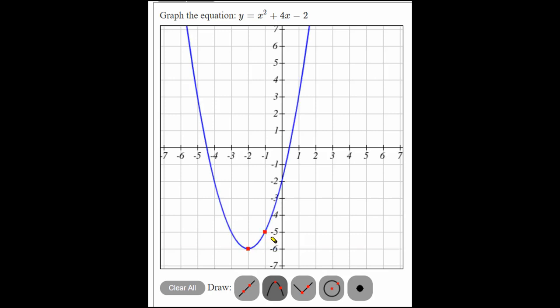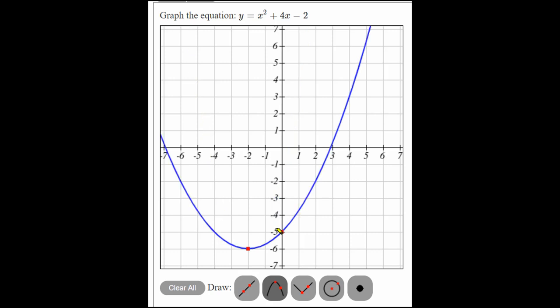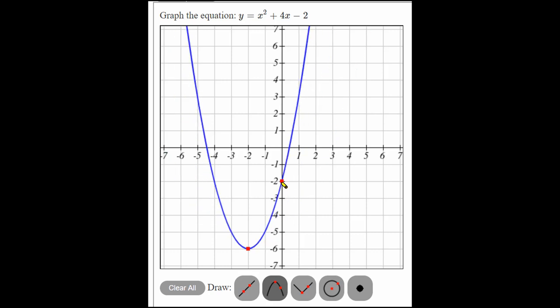Now as I move to the side and move up or down, it begins to build my parabola. All I need to do is go to my next point, which is x equals 0, y is negative 2, click, and I have graphed my parabola.